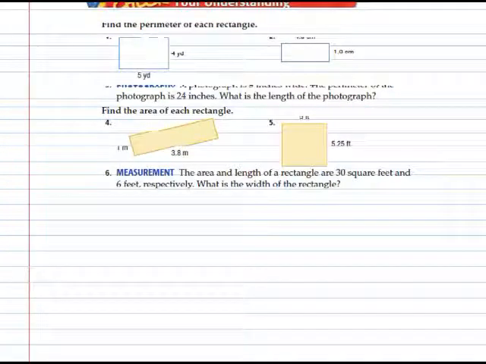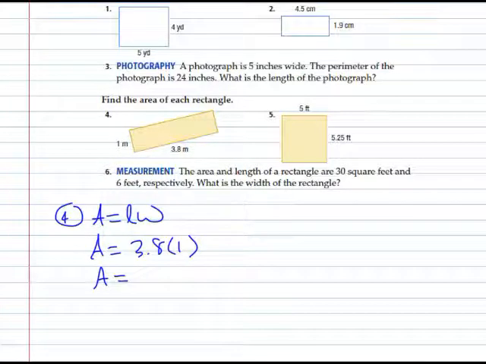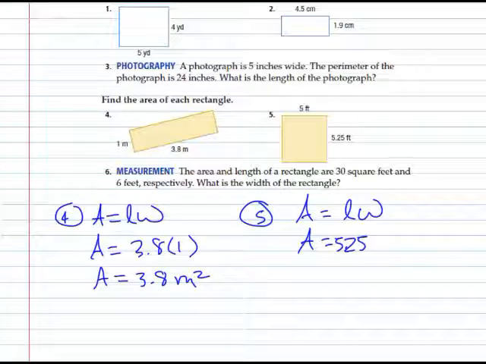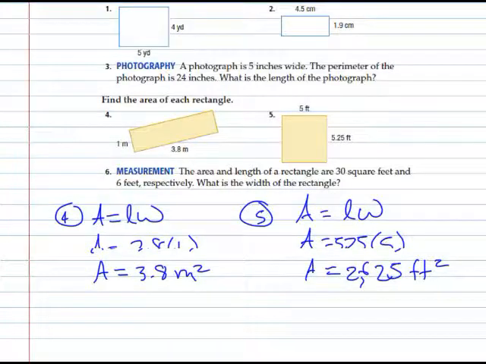Problem number 4. Now we're finding area. So we're going to use the formula area equals length times width. So area equals 3.8 times 1. So our area in this case is 3.8 meters, excuse me, squared. Number 5. Area equals length times width. Our length is 5.25 times our width of 5. So 5, 12, 26, 25, in this case feet squared, 26.25 square feet.